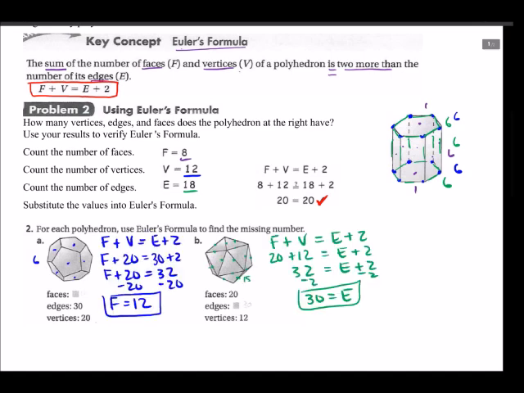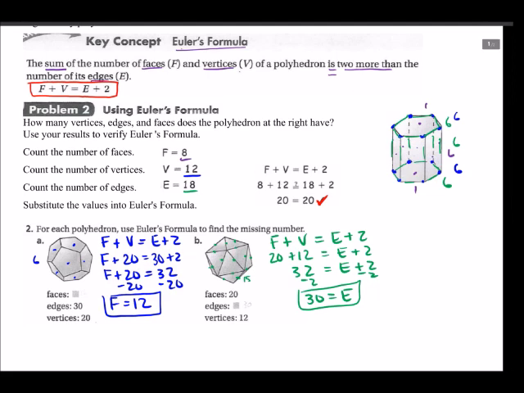We were asked to use Euler's formula to find the missing numbers. We were given edges and vertices. I wrote my formula, substituted in, did my math, and I found 12 faces. Now, when I look at the figure, if we can assume that we can see about half of the figure, we can count 6 faces, so 12 faces seems reasonable.